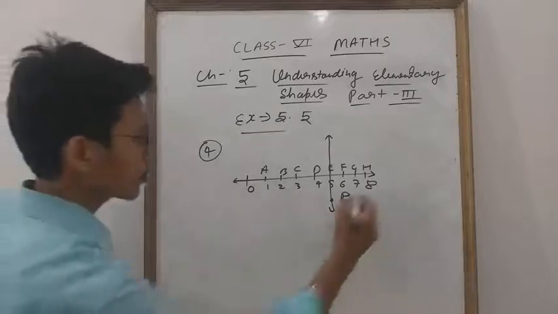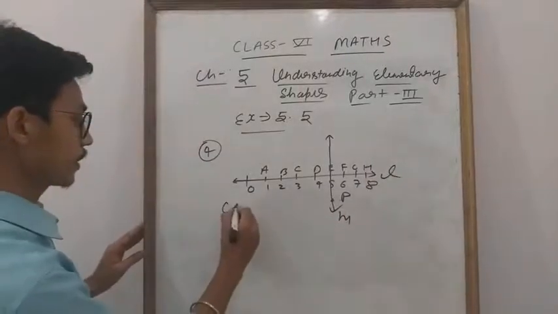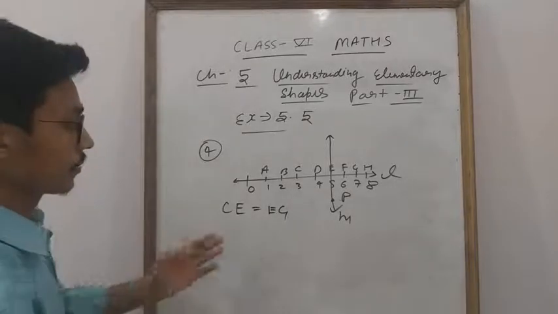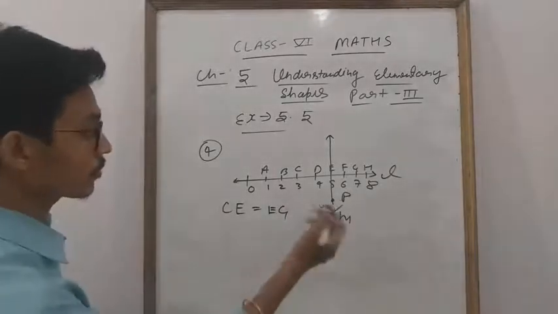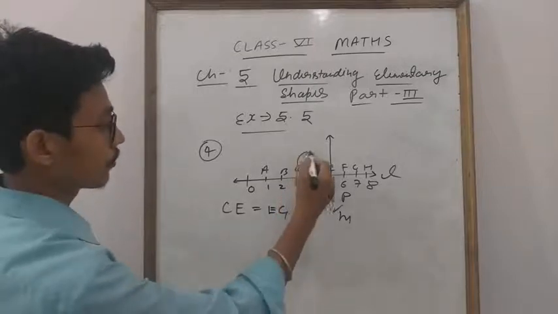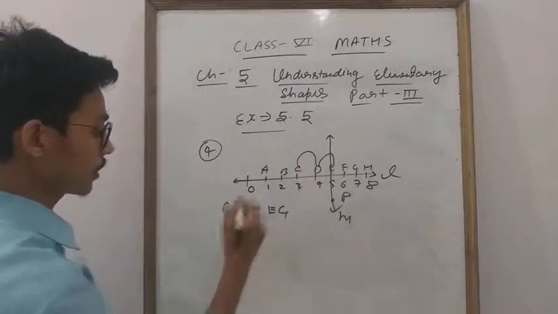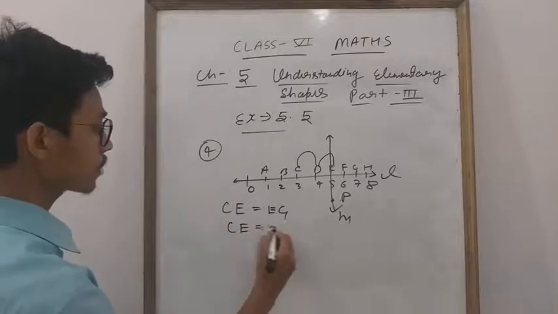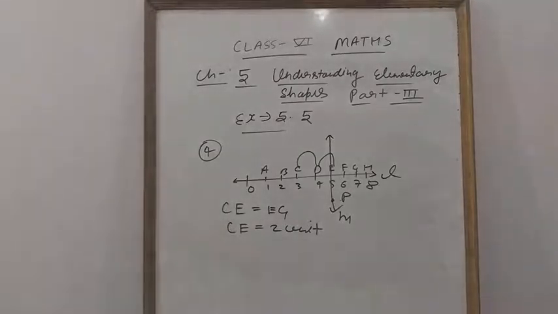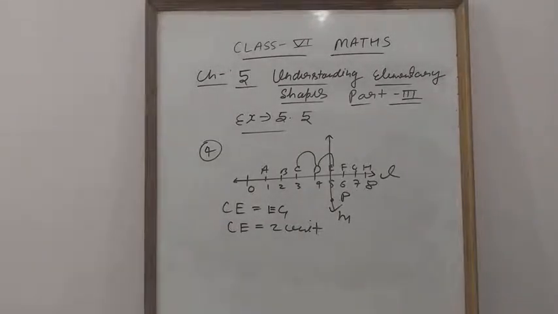Next it is given CE equal to EG. You have to find out. How will you find out, students? That means you have to check whether this is correct or not. So check the distance from C to E. Okay everyone, C to E. So C to D is 1, then D to E is 1. That is, C to E how much distance? 2 units. C to E is 2 units. You can also check C to E. This is 2 steps, 2 units.